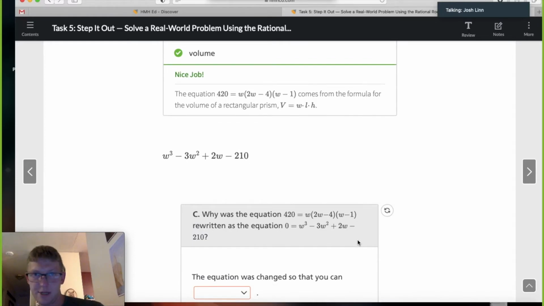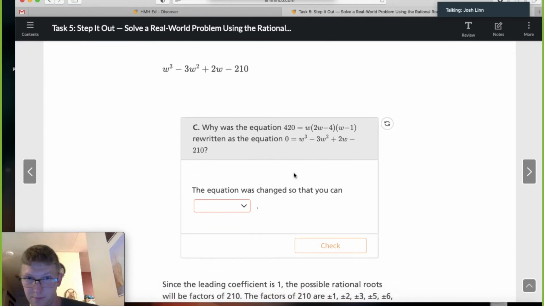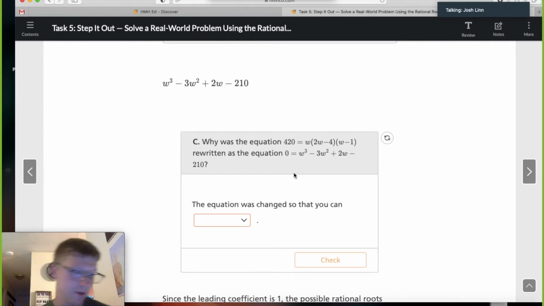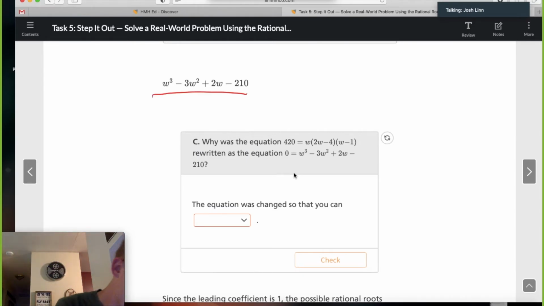Why was the equation rewritten? Honestly, so that it can incorporate the volume and then give us something that we can solve. So now we have this thing, and it is equal to 0. So now we can just solve it, right? Just like we've been doing.